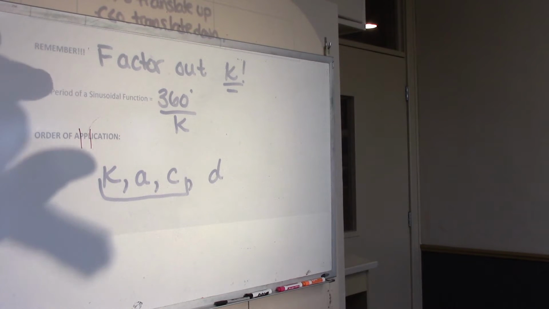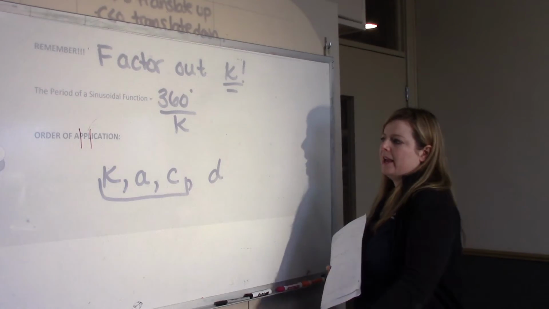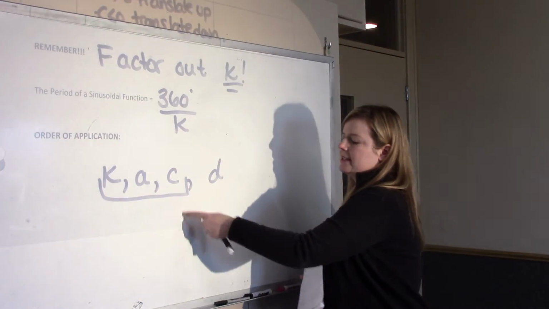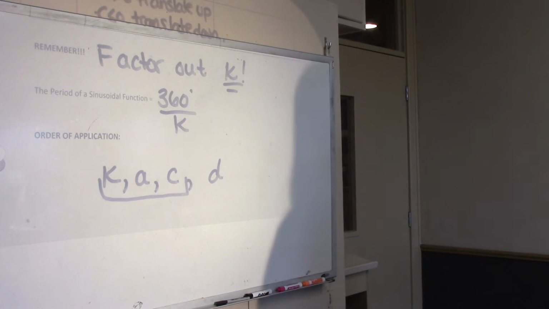Okay, the period of a sinusoidal function is 360 over K. That's a very important formula, and we're going to apply these. I often apply all of K, A, and C together at once, and then we do D. So then we shift. So what we're going to do first is a series of simple examples.